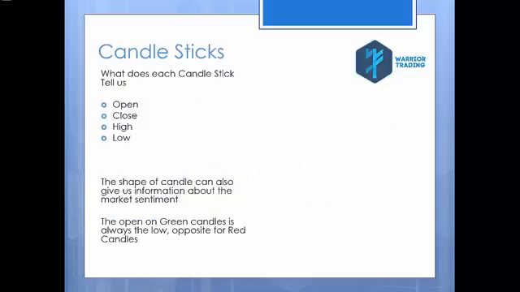All right, so each candlestick will give us 4 pieces of information: the open price, the close price, the high of that period, the low of that period. And the shape of that candlestick is going to give us some information about market sentiment. Okay, that's important. Green candles, the open is always the low of the body, and with red candles, the open is always the top of the body.